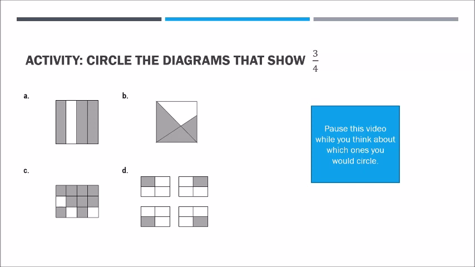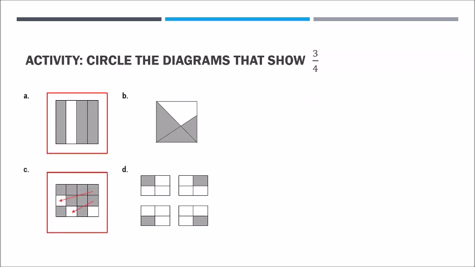Now in particular, we're talking more about the shaded part. So the white bit does not count. And the shaded bit, the grey bit, we want that to be 3/4. So have a pause, or if you've already figured out which ones you would count as 3/4, then you can move on. But if you're still thinking, press pause until you're ready to hear the answers.